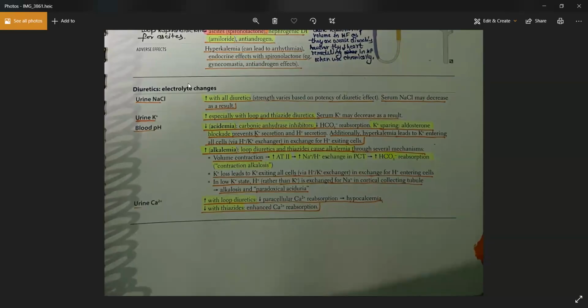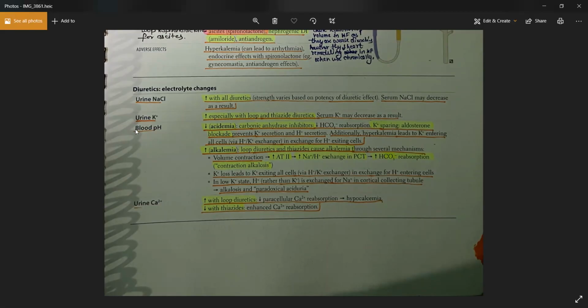Then you have the electrolyte changes. We have discussed every one of them already. In the urine, sodium, calcium, all diuretics will increase the excretion of sodium, chlorine. Okay, urine potassium, loops and thiazides will be losing it. Okay, acetazolamide will be losing it. Potassium sparing diuretics will be reabsorbing it.